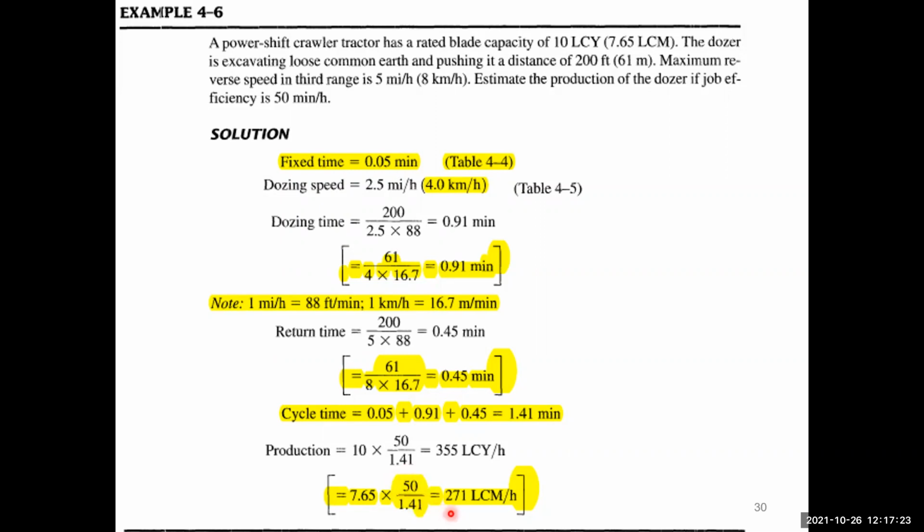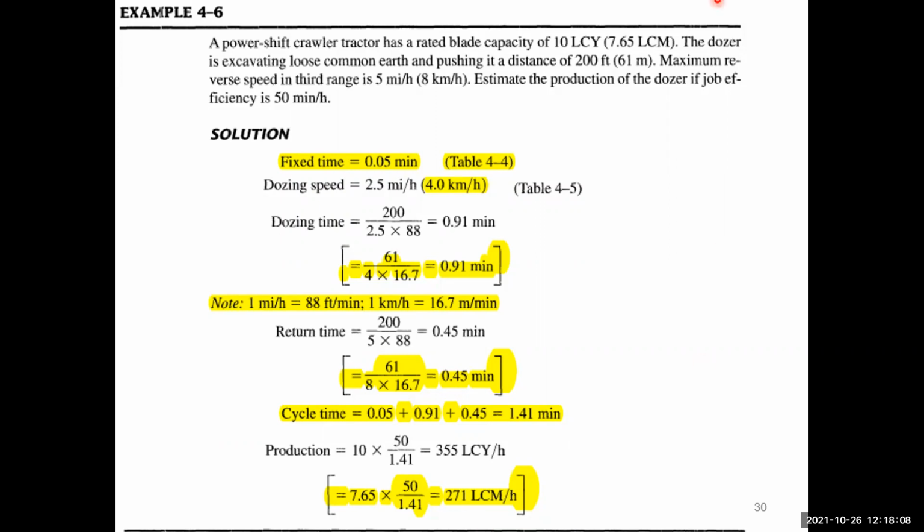So then we will get the answer of 271 loose cubic meter per hour. Okay, so 271 loose cubic meter per hour. So that means in 1 hour, this dozer can do a work of about 270 for moving that loose common earth, which is equivalent in quantity to about 271 cubic meter. But that moving of the earth job depends on the distance it has been moved.